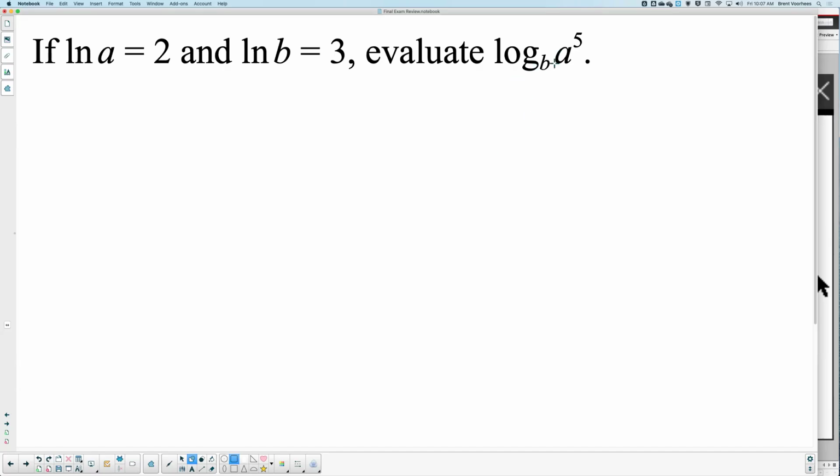Now, logarithms also have an interesting one called the change of base. And that's what's going to happen here. It says here, what is this right here? Natural log, which means a log with a base of e. If natural log of a equals 2, and natural log of b equals 3, evaluate log base b of a to the 5th. Well, here's the problem. Did they give us anything that was log with a base of b? So we need to do a change of base. So here on this one, I want you to write, why did I do that? Let's try this again. Log base b of a to the 5th.